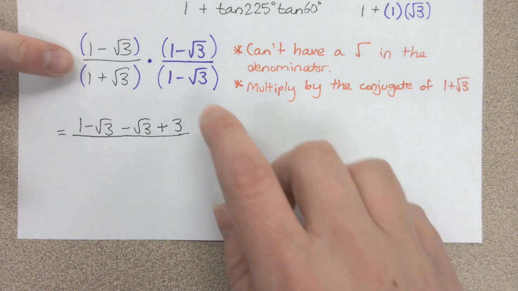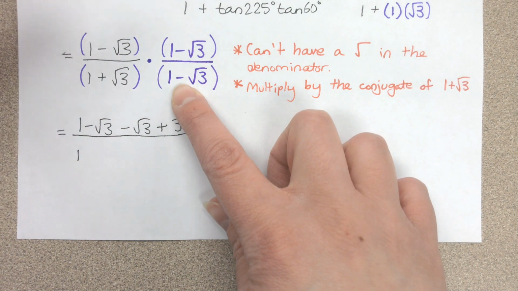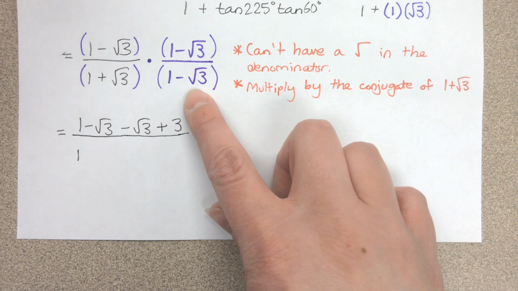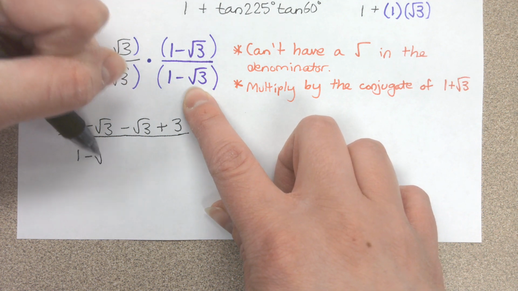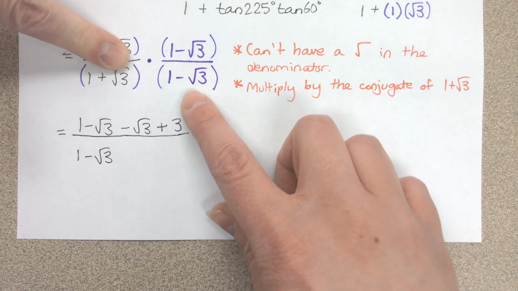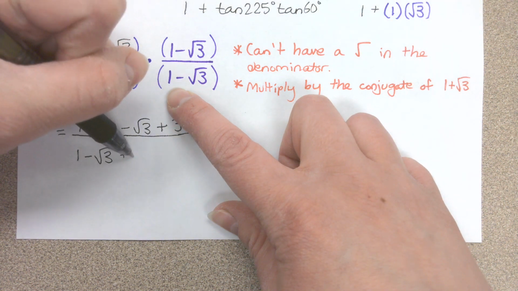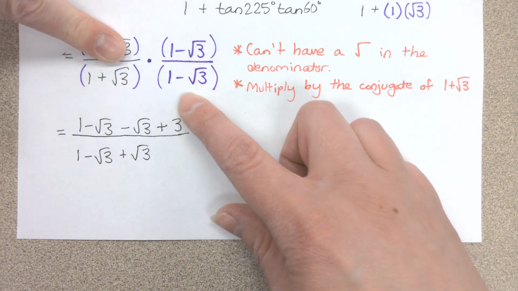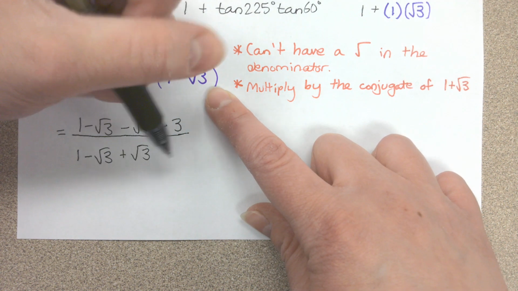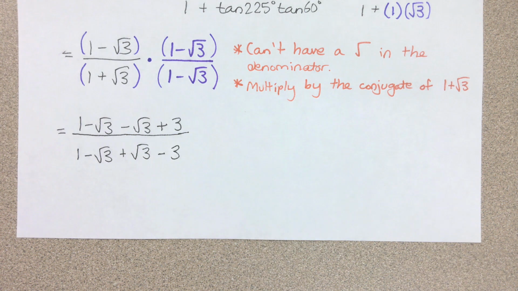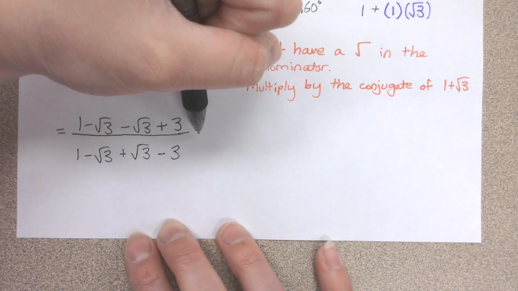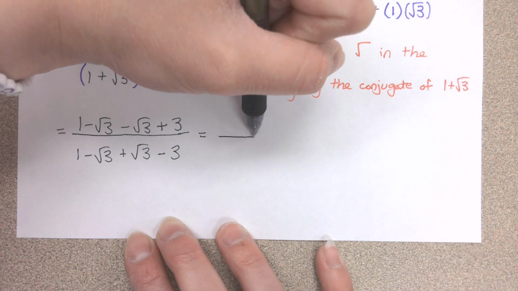On the bottom, 1 times 1 is 1. 1 times negative rad 3 is negative rad 3. Rad 3 times 1 is positive rad 3. Rad 3 times negative rad 3 is negative 3. Watch those signs on those. Got a few more steps here and then we'll be done.